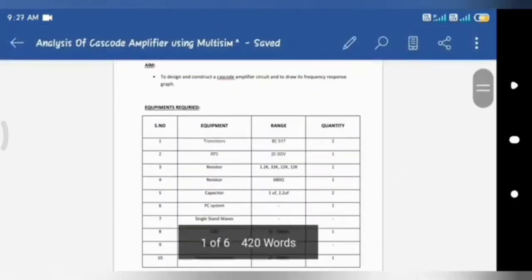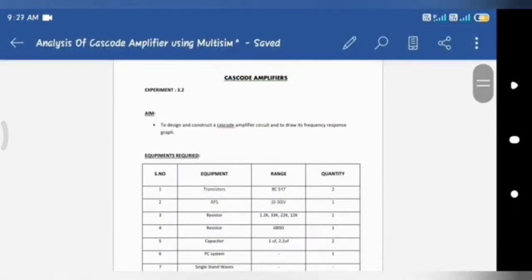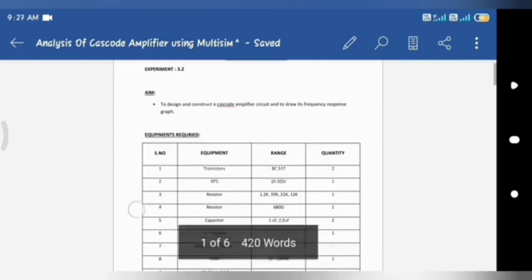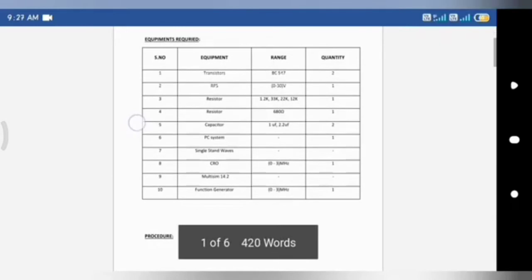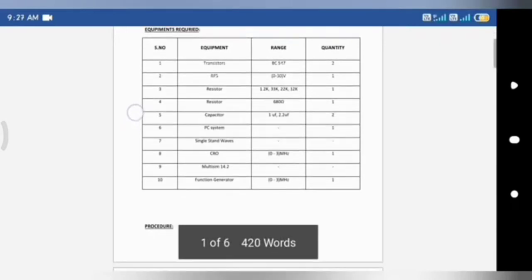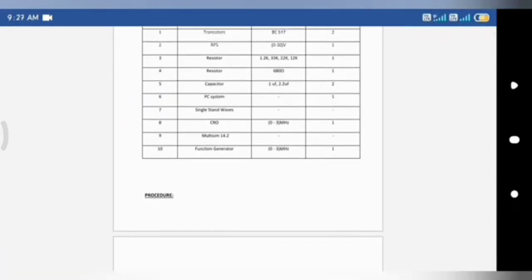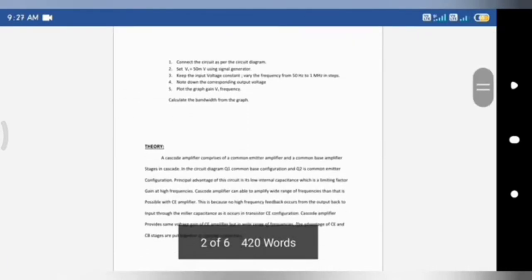And the aim of our cascade amplifier experiment is to construct a cascade amplifier, draw its frequency response, and calculate the bandwidth and mid gain of a cascade amplifier. These are the equipments required for our experiments. We are using the Multisim 14.2 software for this experiment.